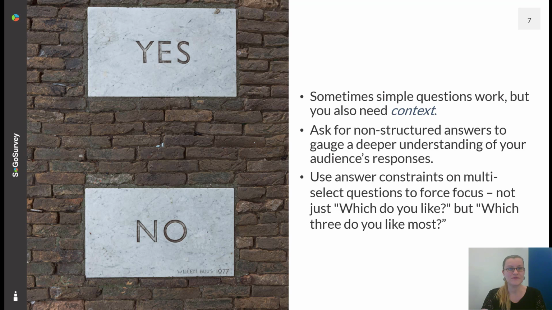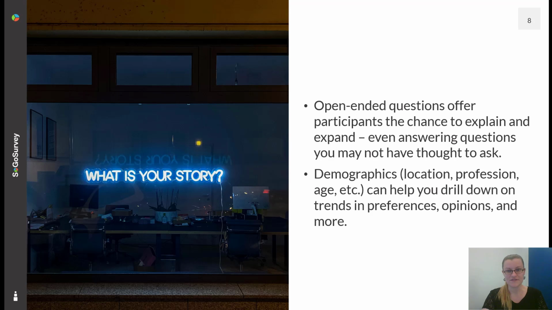So simple questions can be really good, yes or no, but you often need context as well, the explanation, the why. You can use non-structured questions, wide open. Why do you think that? Why was that your experience? How do you feel about this? But you can also use a balance between that. A multi-select question, which of the following, for example, can be helpful. But if you want to really focus that attention, use a multi-select question with answer constraints. So not only are all of these things possible, but really focus your decision on the key answers.